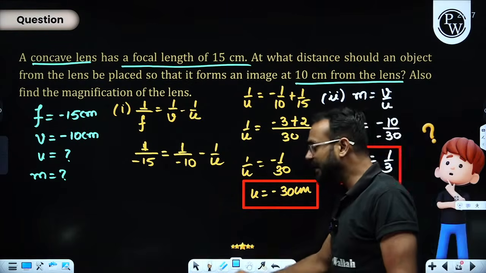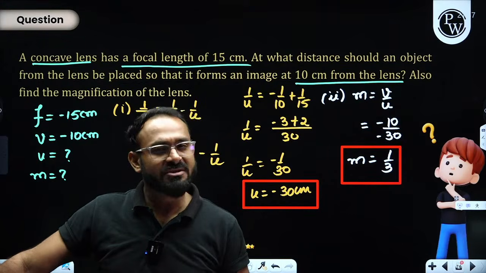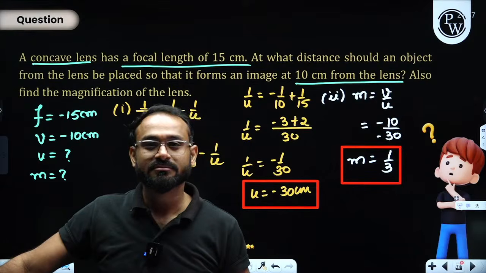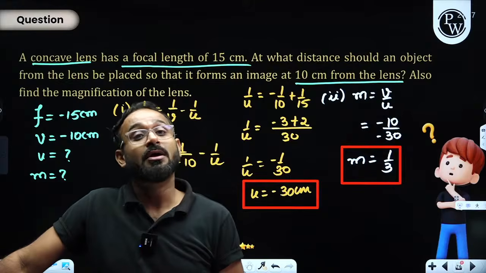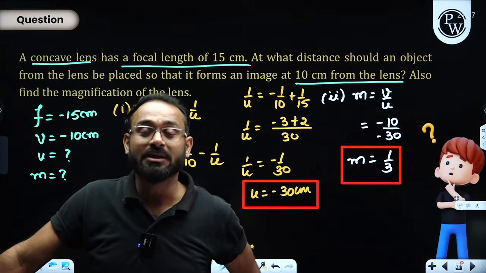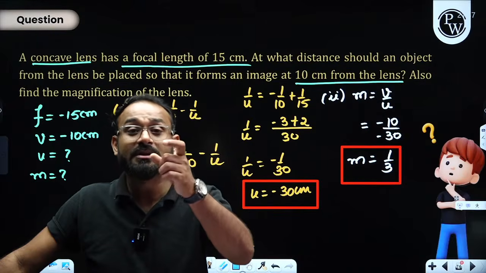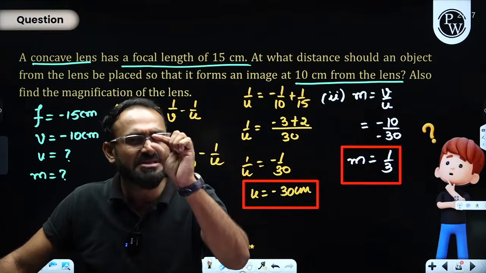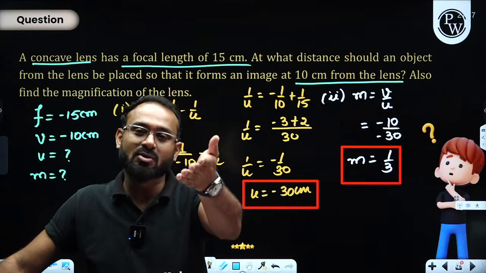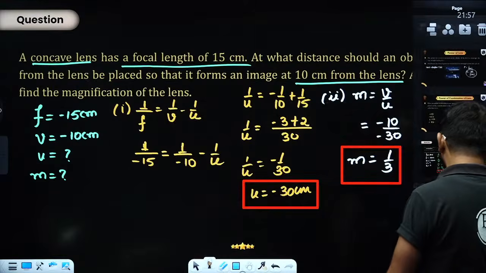Analyze it. Magnification is positive, which means virtual and direct image. If negative, then real and inverted. Here it is positive, that means virtual and direct. 1 by 3 is smaller than the object. Image is smaller than the object. That means diminished. And this is what happens in the concave lens. Remember? Yes, sir.